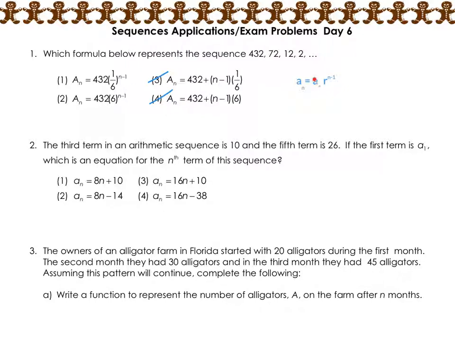So a sub 1, the first term, is 432 in all of them, so that doesn't help me. R, the common ratio, well, are we multiplying by 6 or 1/6? I definitely think we're getting smaller here, so I know that it's 1/6. And we could check. 432 times 1/6 does give us 72. 72 times 1/6 is 12. So that one is the correct answer.